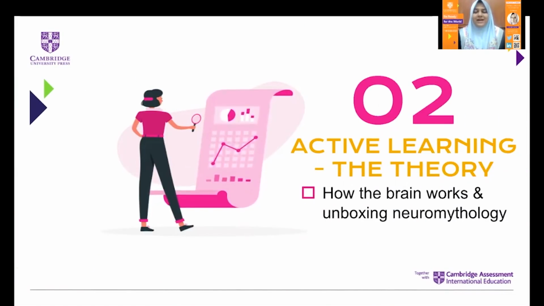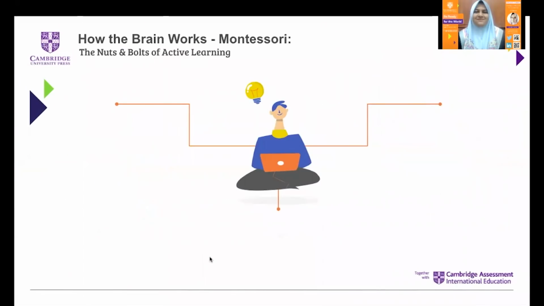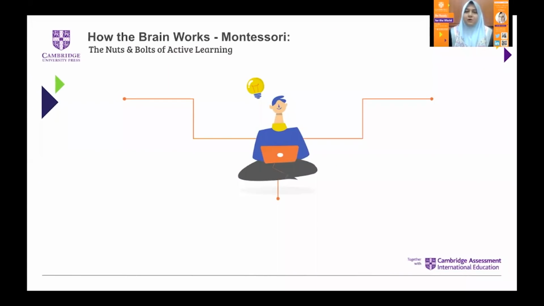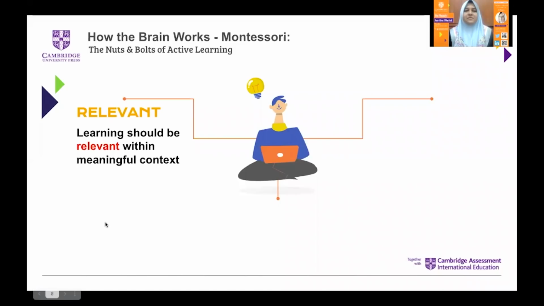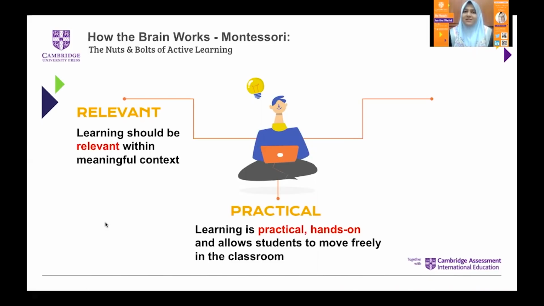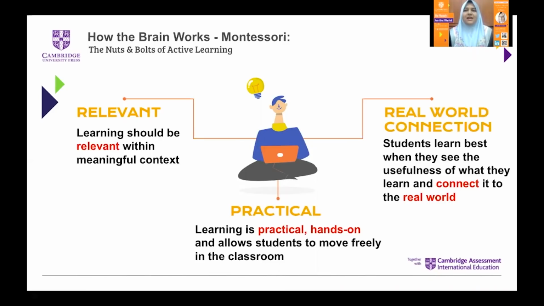Now that we have defined what active learning means, I will bring you all to revisit some relevant theories, and together we will unbox this mystery about neuromythology. Active learning is directly proportional to the knowledge of knowing how the brain works. According to Montessori, learning should be relevant within meaningful context. It has to be practical, hands-on, and allow students to move freely in the classroom. And students learn best when they see the usefulness of what they learn and connect it to the real world.